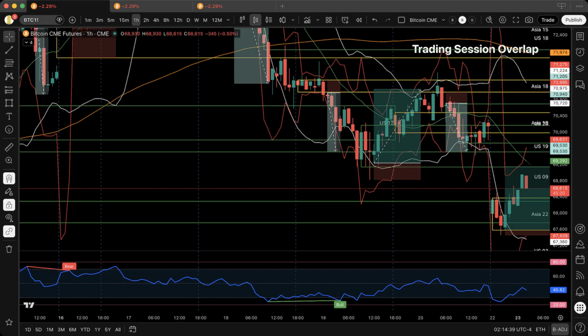And that is the key distinction. Distance was created, but it was not maintained. When distance fails, price returns into structure.